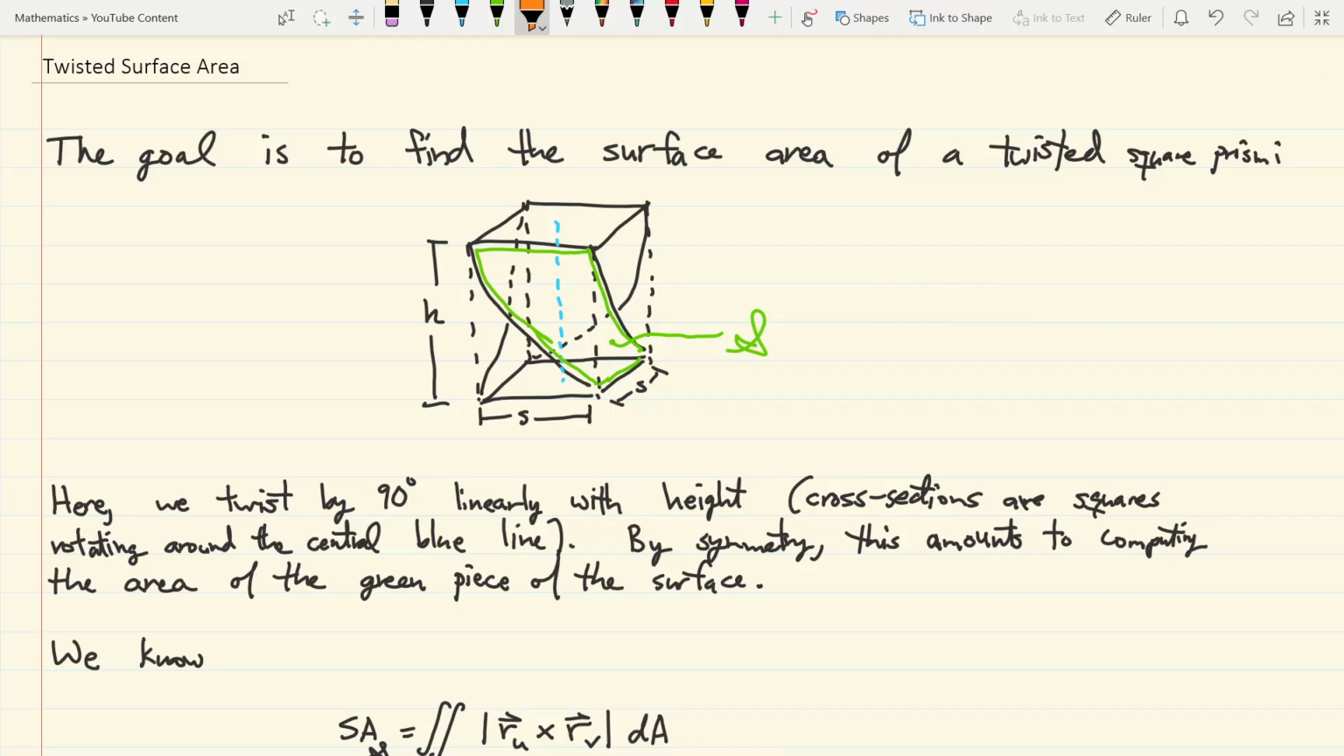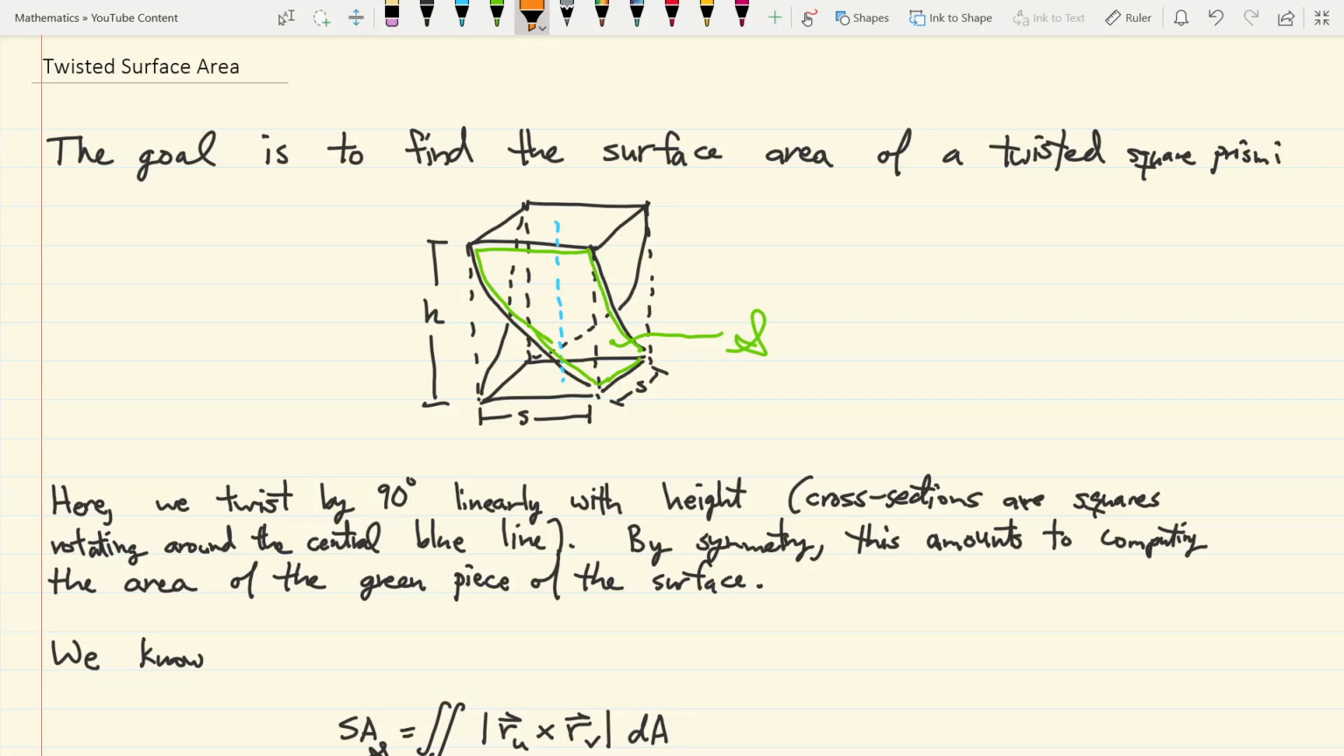The goal is to find the surface area of a twisted square prism as below. So the height is h, the square in the base has side length s, and we are twisting 90 degrees linearly with height. So that means the cross sections are squares that are rotating around the central blue line. By symmetry, this is really just finding the surface area of this green surface S.